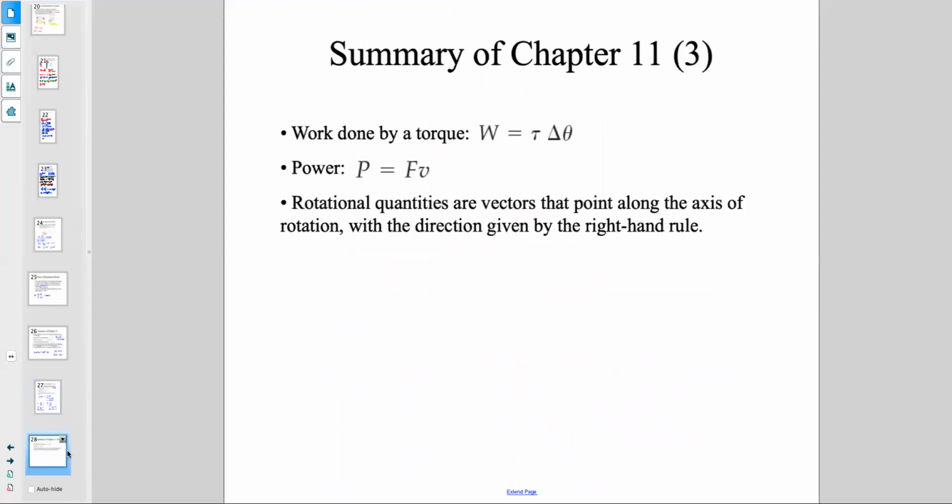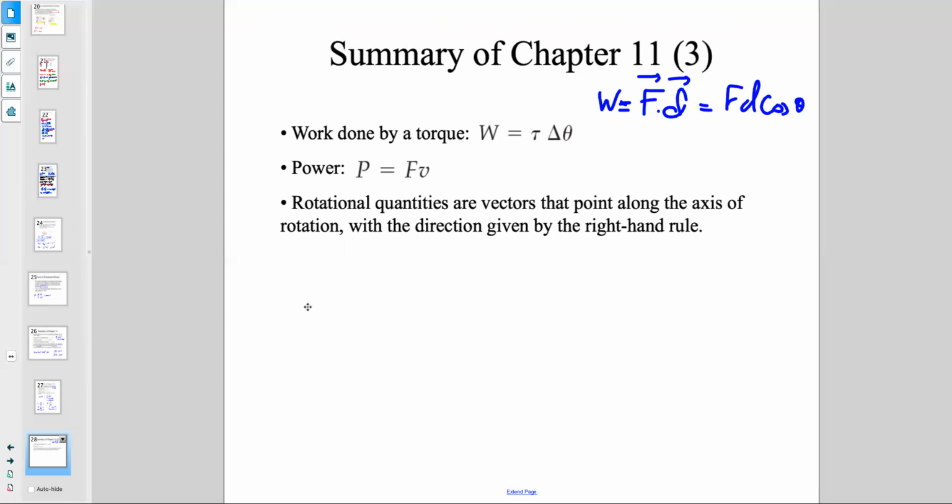The work done by a torque is torque times the displacement. And displacement is in angular displacement, which is delta theta. So if you remember from our previous formula, work was F dot d, or F d cosine of theta. But here, instead of F, I have torque. Instead of linear displacement, I have angular displacement, delta theta. And the power is just F times V, if you remember.